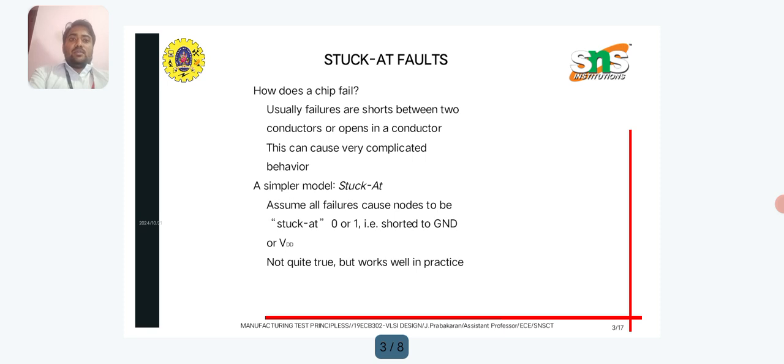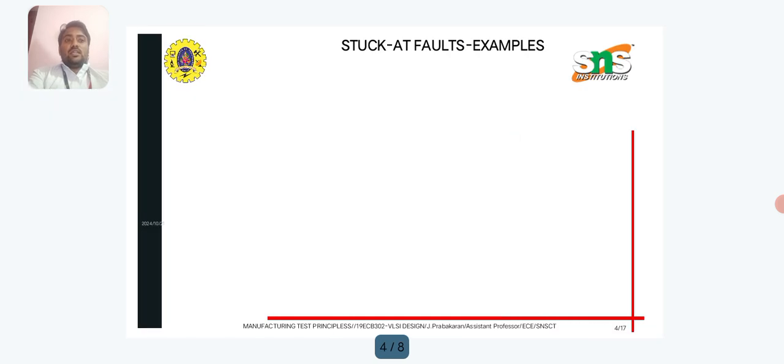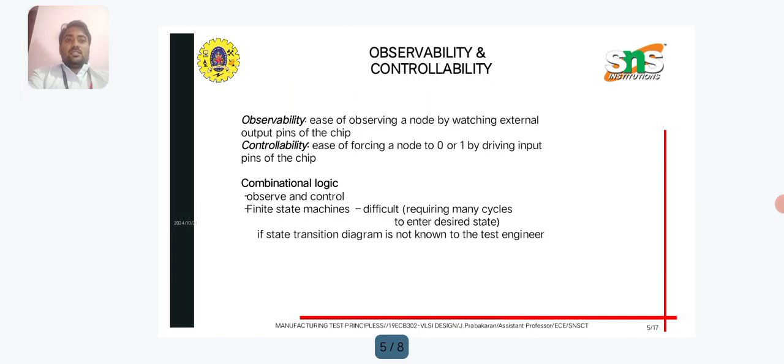Stuck means assume all failures causes nodes to be stuck at 0 or 1. That means always shorted to ground or always shorted to VDD. Stuck at 0 means always shorted to ground, and stuck at 1 means always shorted to VDD. Next one, this is the stuck at 0.